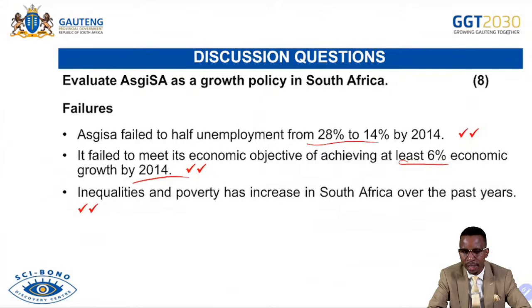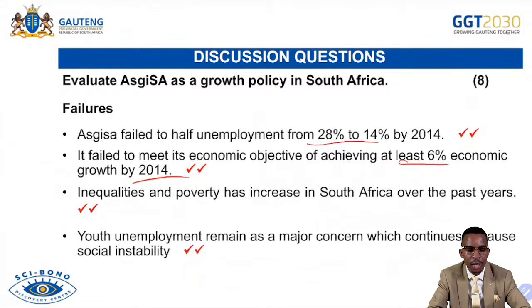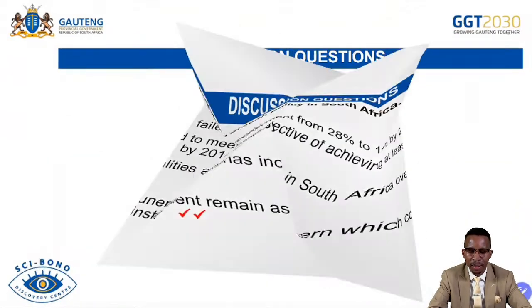Inequalities and poverty have increased in South Africa over the past years. We have seen it increasing rapidly. Youth unemployment remains a major concern, which continues to cause social instability.